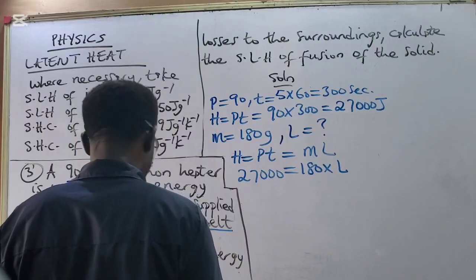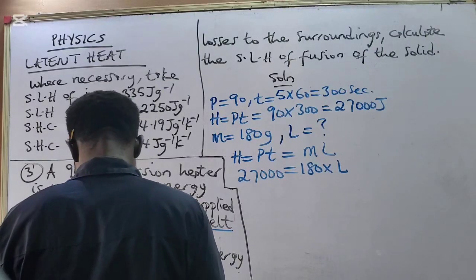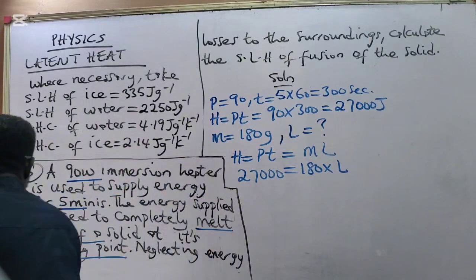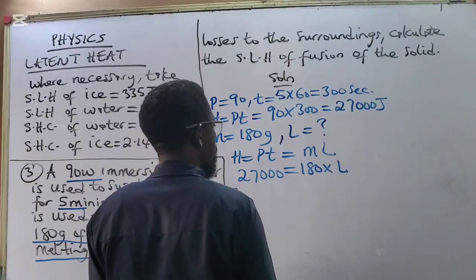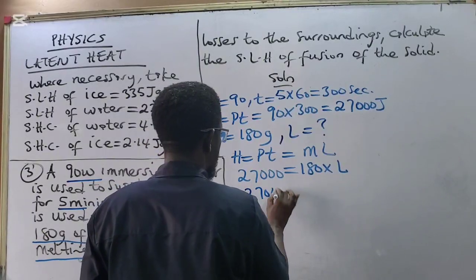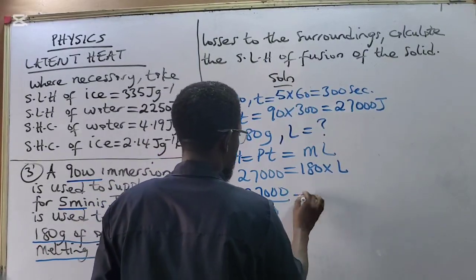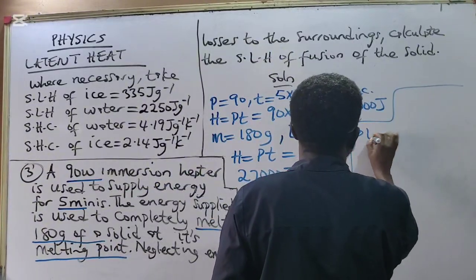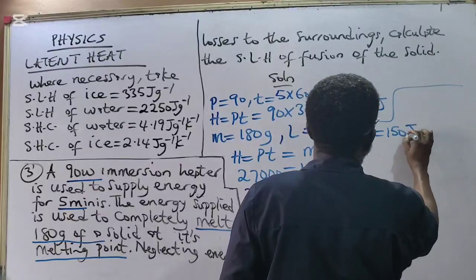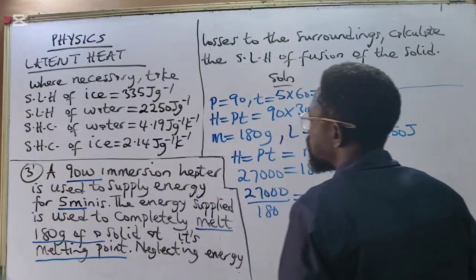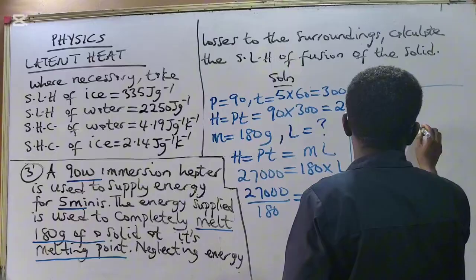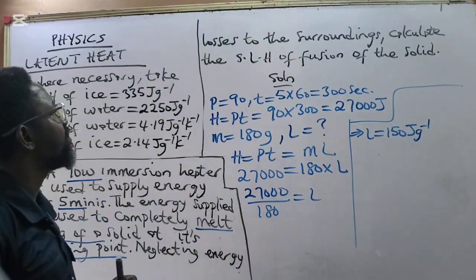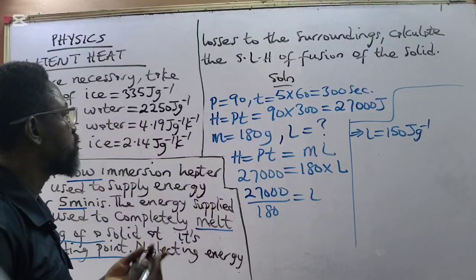That's 27,000 divided by 180. The value is 150. L is 150 joules per gram. That is the specific latent heat of fusion of the solid.